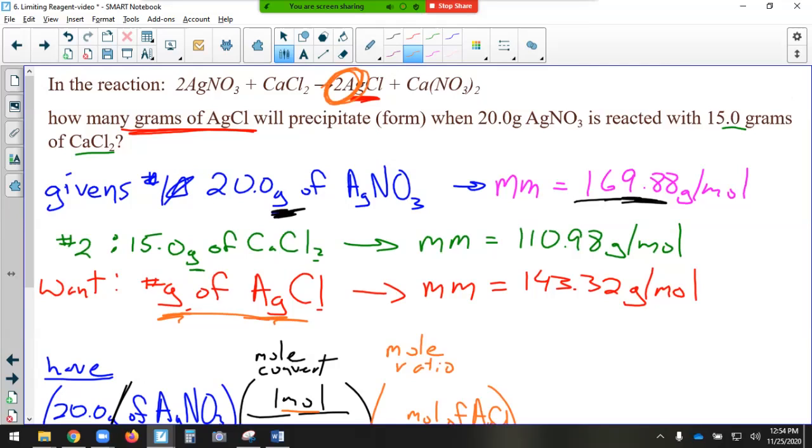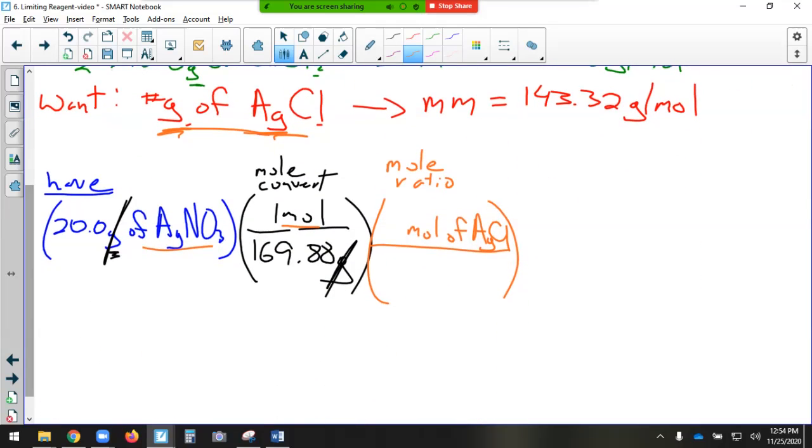And I'm starting off with given number 1, so I need to know how many moles of silver nitrate I have, and I have 2 moles of each of those. So that's a lovely 1-to-1 ratio. The math actually works out pretty nicely in this case. So I have my silver nitrate in the denominator. I'll just erase that, AgNO3.